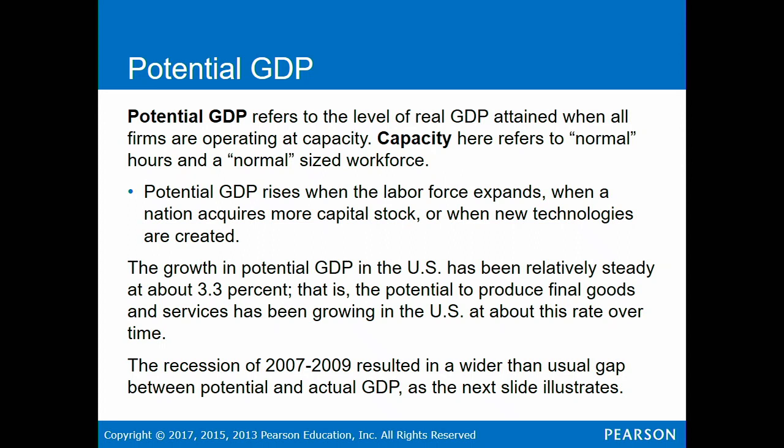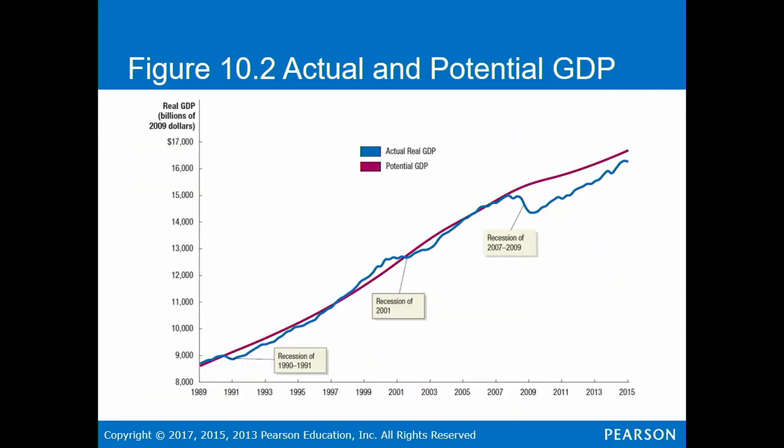Our growth of potential GDP in the US has been about 3.3%. So it's been growing at a roughly stable rate, around 3%, for a while now. And here on the next slide we see the difference between actual real GDP and potential GDP. The difference between these two is the output gap that we talked about. So we had this output gap for a while after the recession in the 90s. We weren't producing at full capacity, though we could have been if we were using all the workers working normal hours.